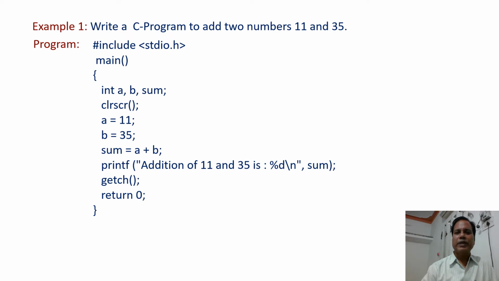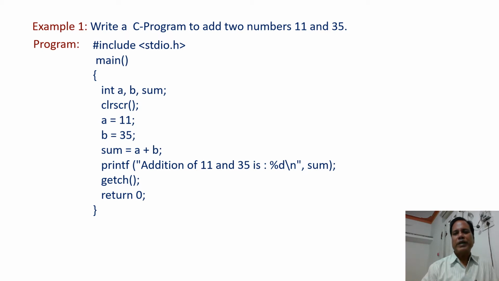The next statement is clrscr. This statement is included to clear off anything that is written on the output screen. Next statement a equals 11; this assigns 11 to the variable a, and in a similar way 35 is assigned to the variable b. Now the next statement is the process, addition: sum equals a plus b.